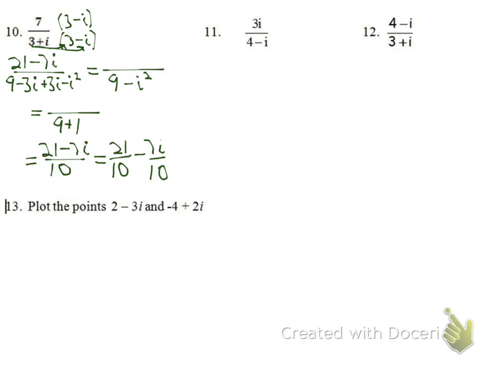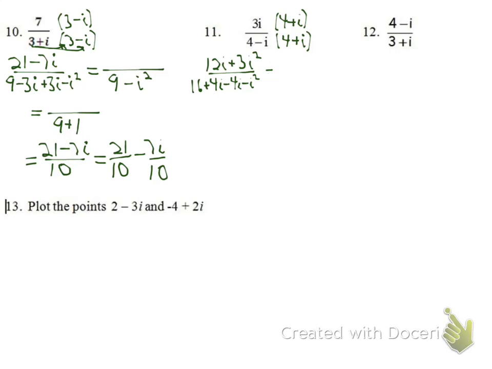Number 11, we do the same thing. Multiply the top and the bottom by the conjugate. That's 4 plus i, and it's just changing the sign in front of the i that gives the conjugate. So for the top we get 12i plus 3i squared. And for the bottom we get 16 plus 4i minus 4i minus i squared.